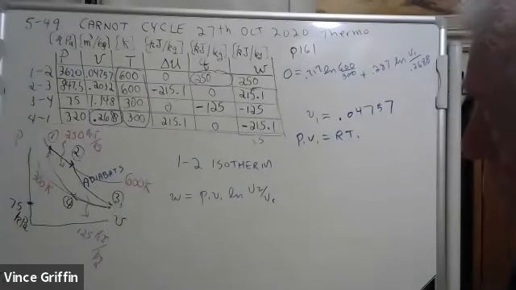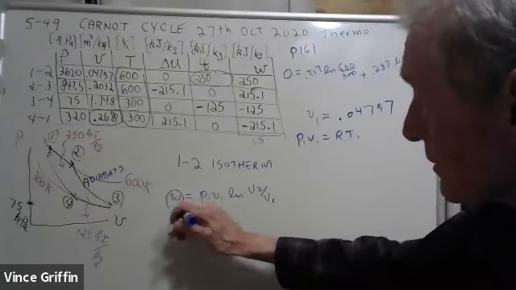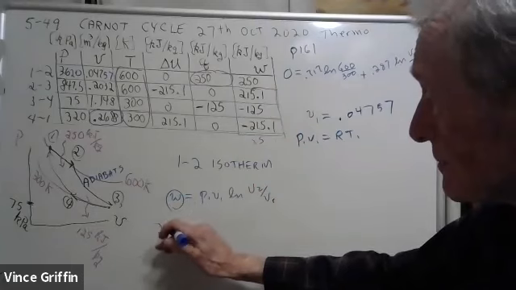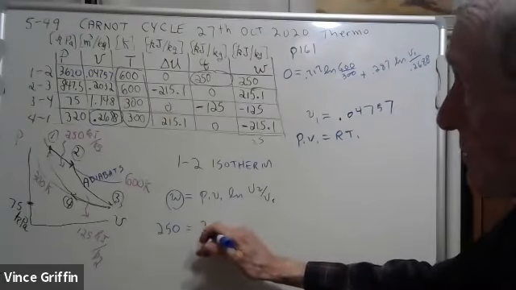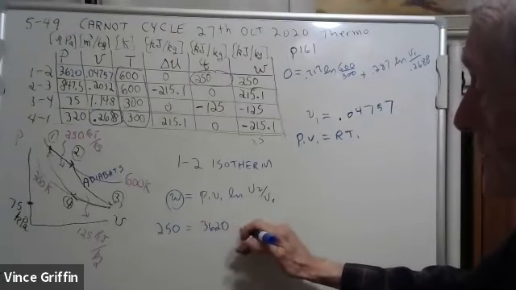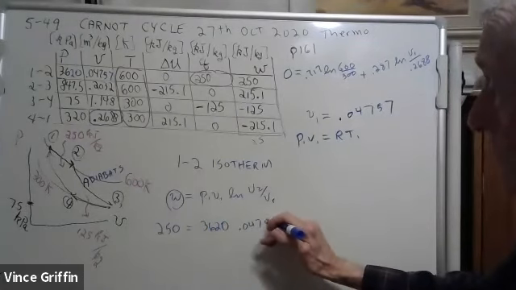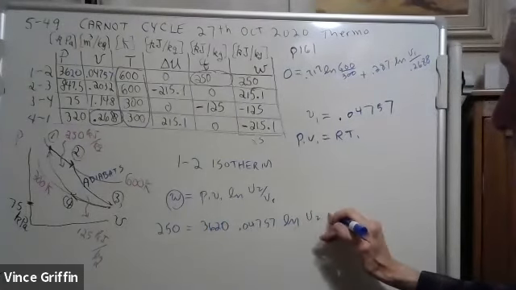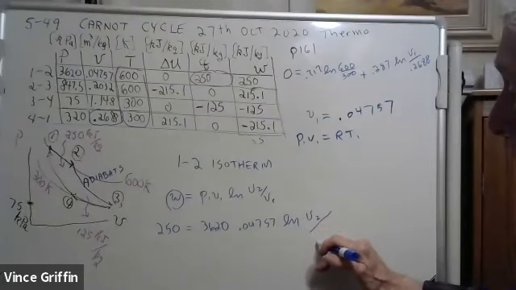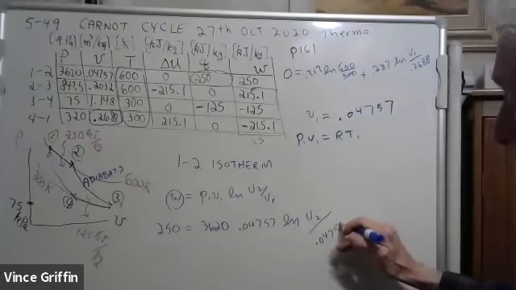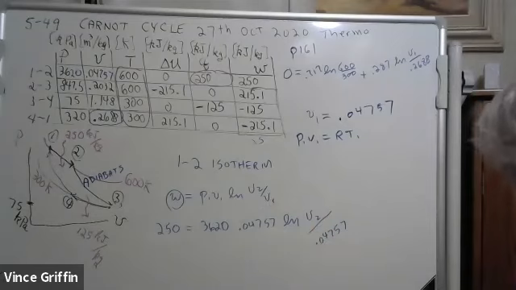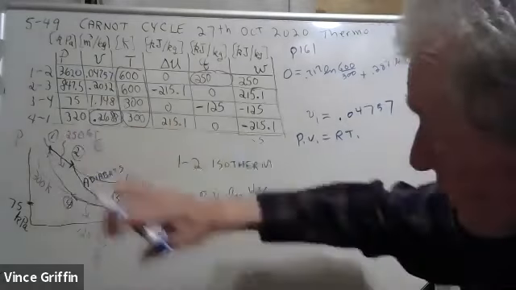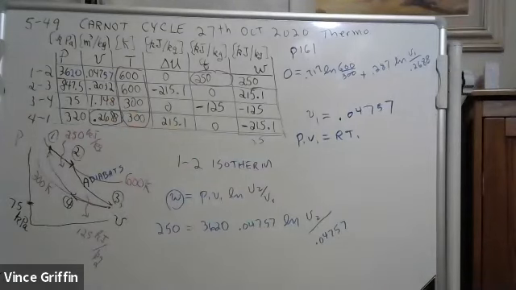So see, you could get V2 from that equation because we know what the work is from 1 to 2. It's 250. We know what the P1 is. It's 3620. We know what the V1 is. It's 0.04757. Do that and get V2 for me. Go ahead. We'll see how close I got when I did this before. Here goes. Plug that in and get V2. Go.